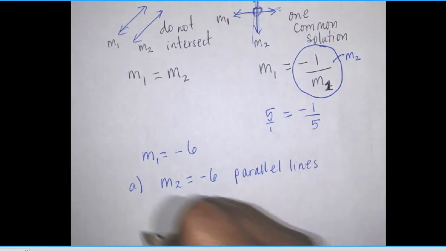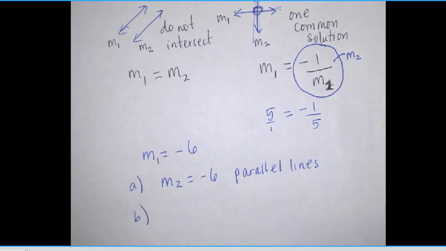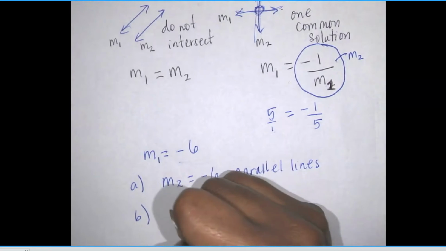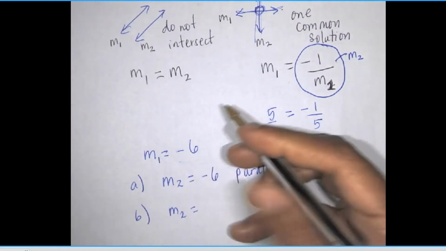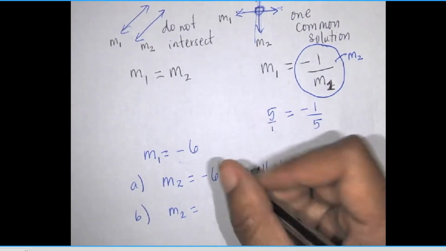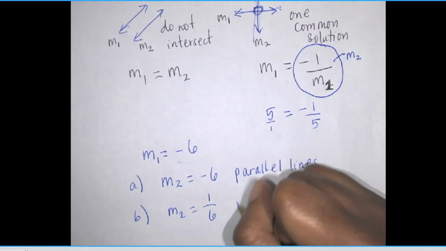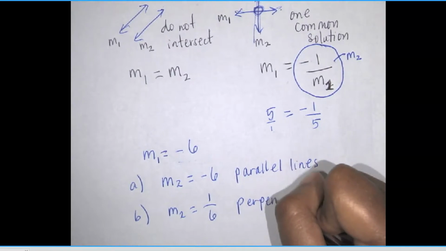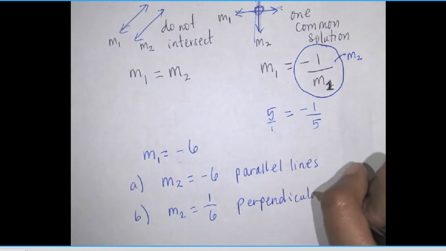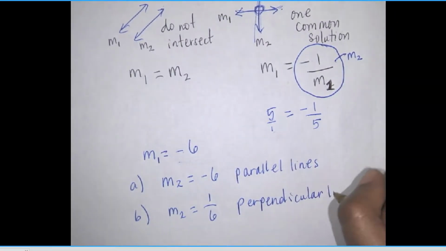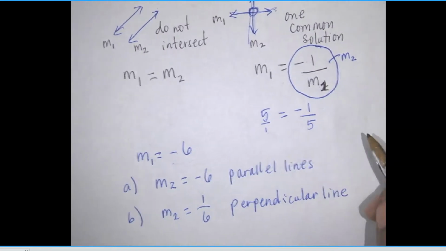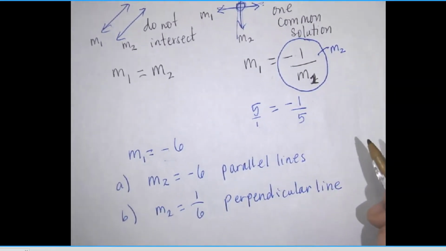B says, find the slope of a line that is perpendicular to this given slope here. So the m2 for the perpendicular line is going to be not negative, but a positive, and it's not going to be 6 over 1, but 1 over 6. This one is the perpendicular. Okay? It's just that simple. Flip it, and then change the sign.